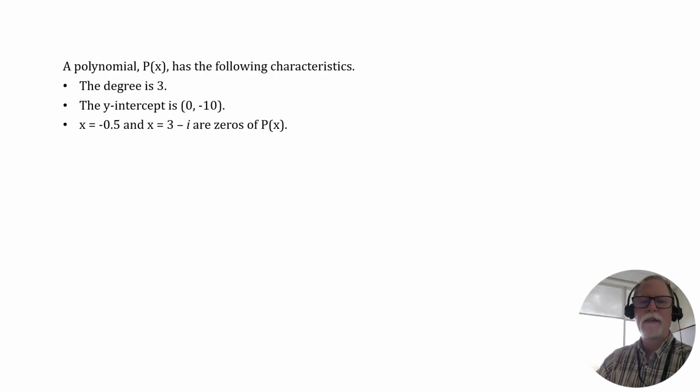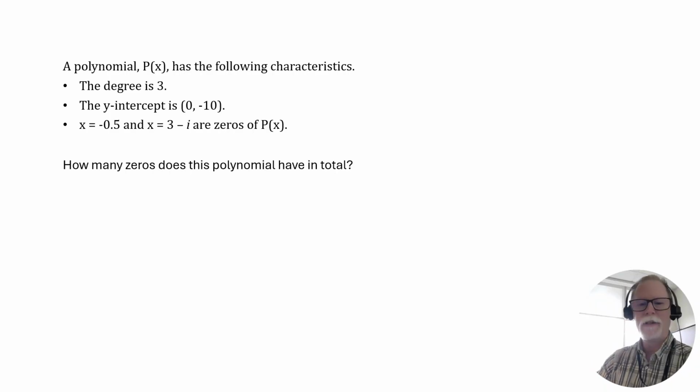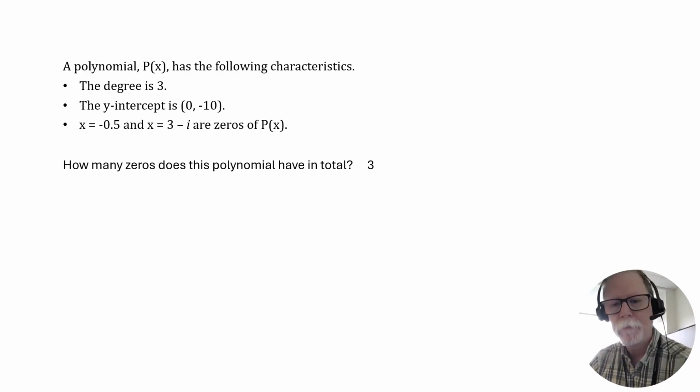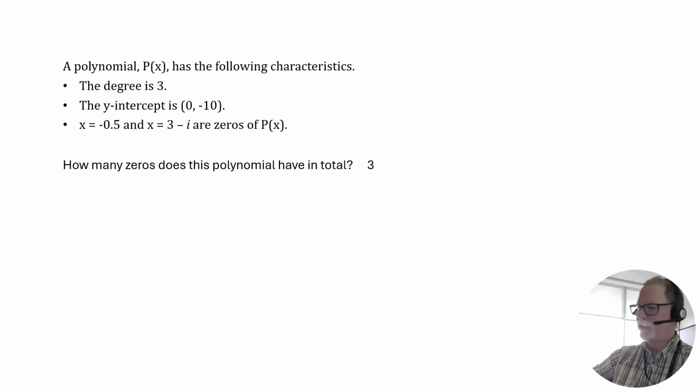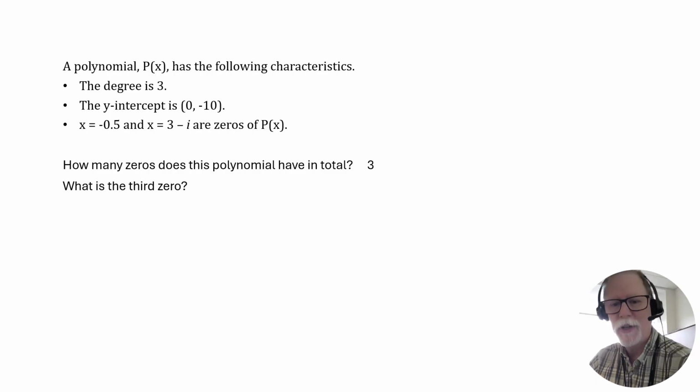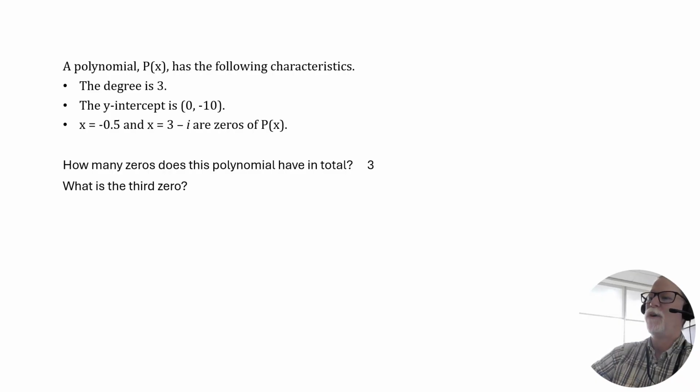Initially, look at the degree, and the degree tells you how many zeros there are. So degree three means three zeros. How many zeros are you told? And what's the missing zero? In this case, we have the conjugate zero for x equals 3 minus i. We'll use the conjugate, and that will be the third zero. All righty.